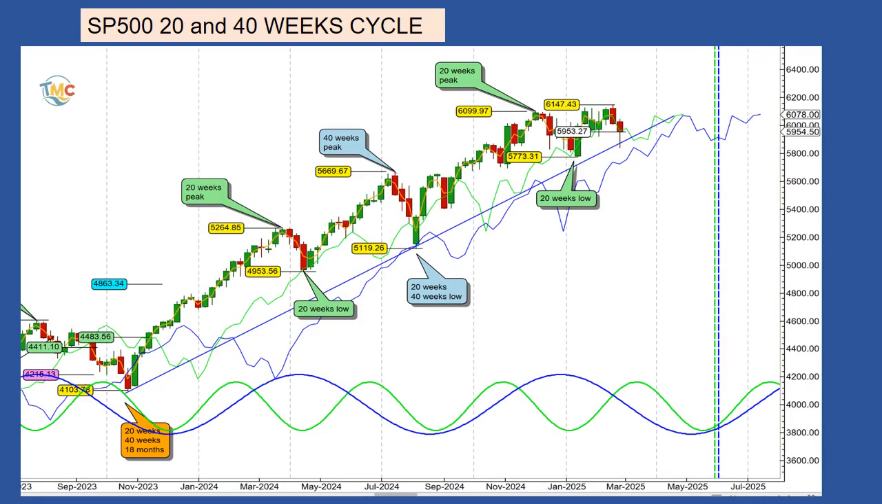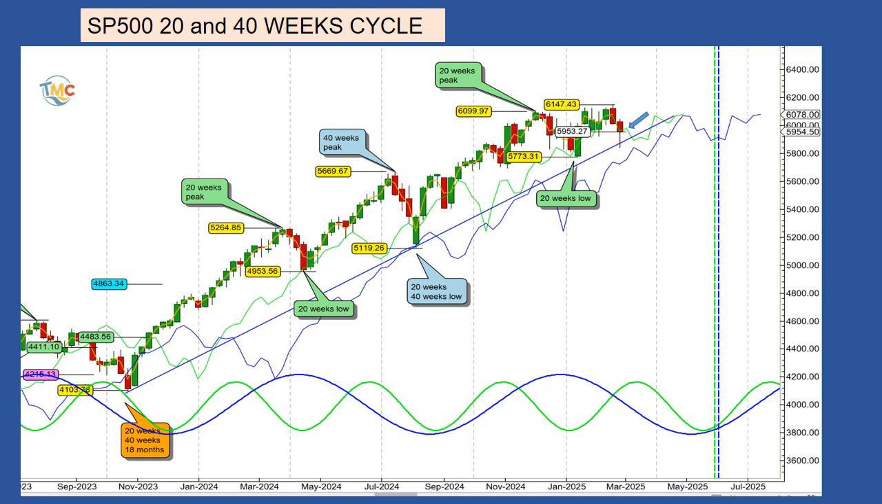The 20 and 40 week cycle. For the 4th week in a row, the SP500 median price traded on its 20-week cycle line. This week the median price was a few points below its cycle line, so we can estimate a crossing point at 5,953.27, for a potential target at 5,759.11. That is 194.16 points, or 3.26% of potential decline.